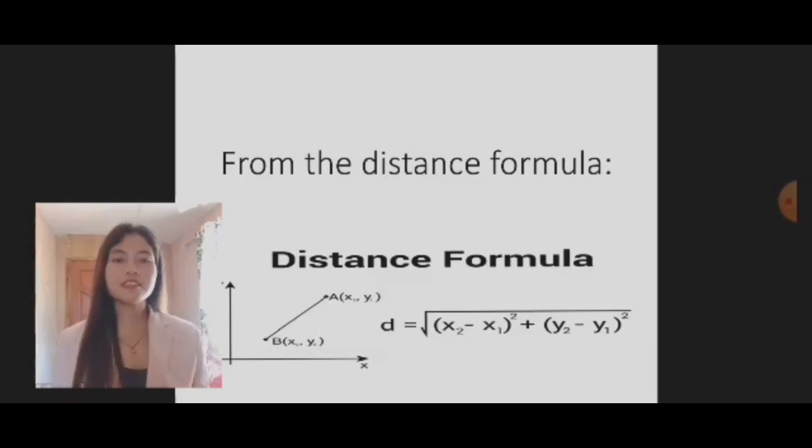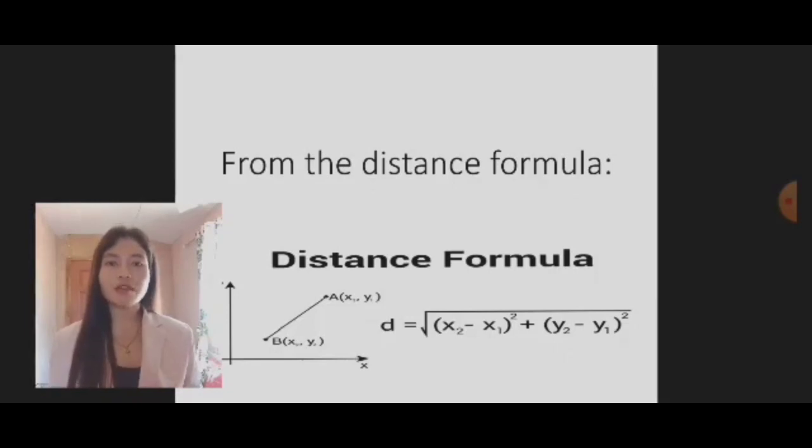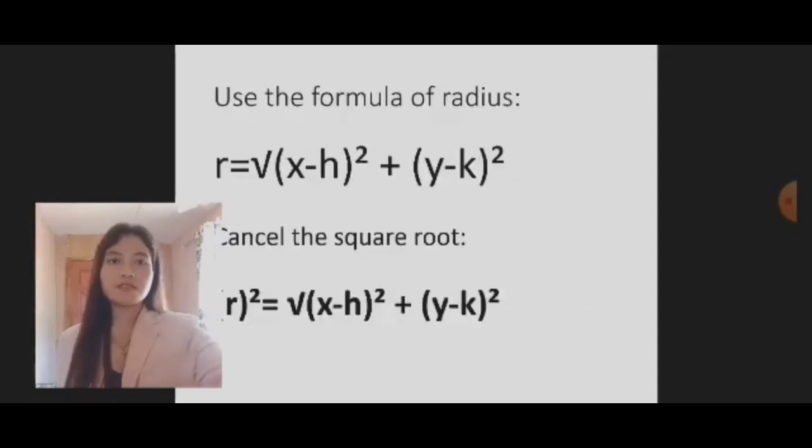From the distance formula, we have d is equal to the square root of the quantity x sub 2 minus x sub 1 squared plus the quantity y sub 2 minus y sub 1 squared. From the distance formula, we have the radius formula, which is r is equal to the square root of the quantity x minus h squared plus the quantity y minus k squared.